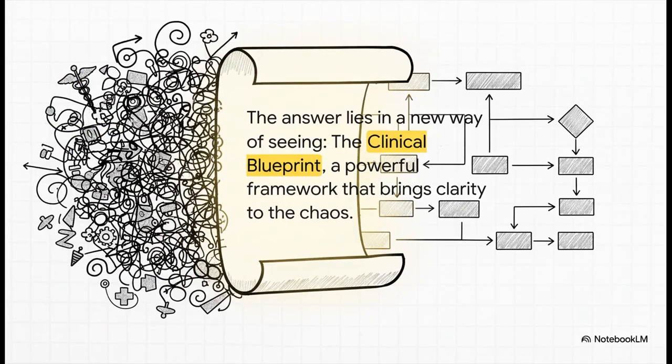And you know what? The solution isn't about trying to memorize thousands and thousands of codes, no way. It's about having a powerful framework, a kind of mental model that brings some serious clarity to all that chaos. We call it the clinical blueprint. And trust me, it's the key to mastering this whole process.